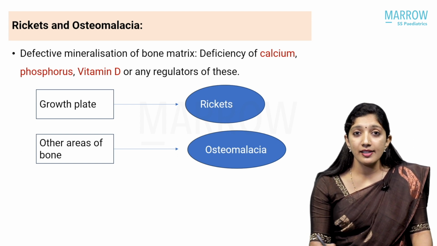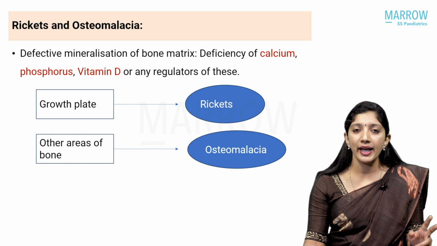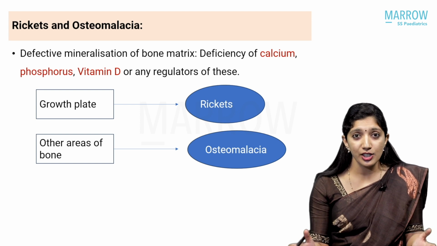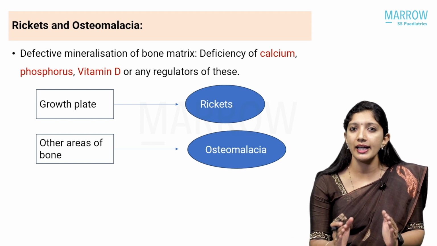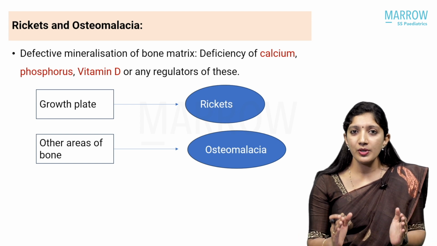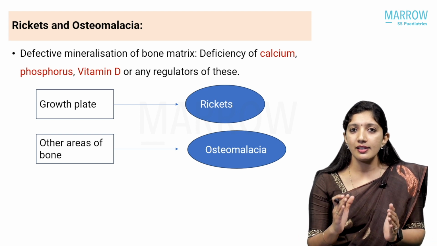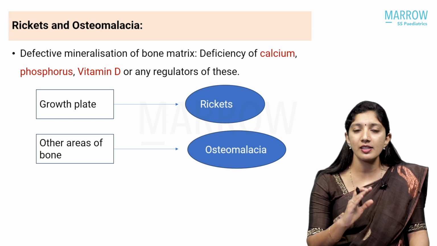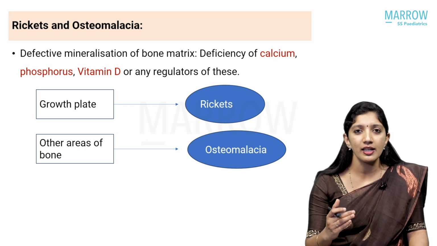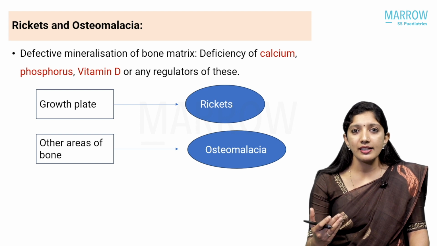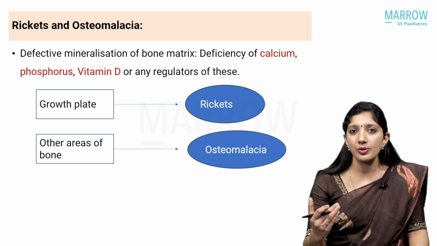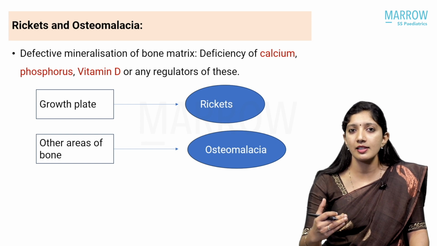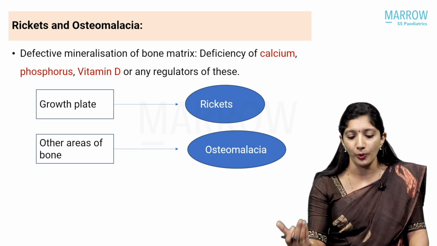Where does this mineralization occur? There are two major sites where this mineralization occurs. Actually, the mineralization is occurring everywhere in the bone. Bone is a dynamic organ and its mineral as well as the organic part is being replaced every now and then to repair it so that it can withstand the day-to-day stress and micro trauma that it is being exposed to.